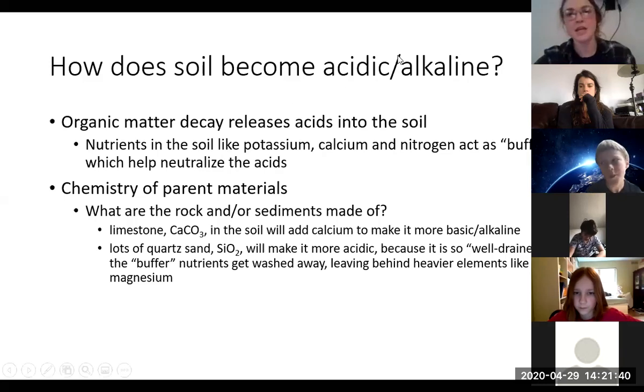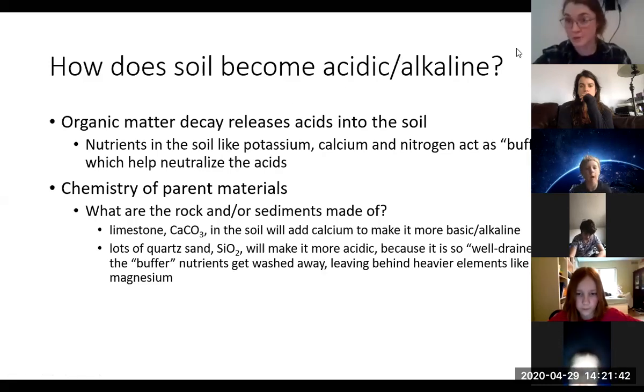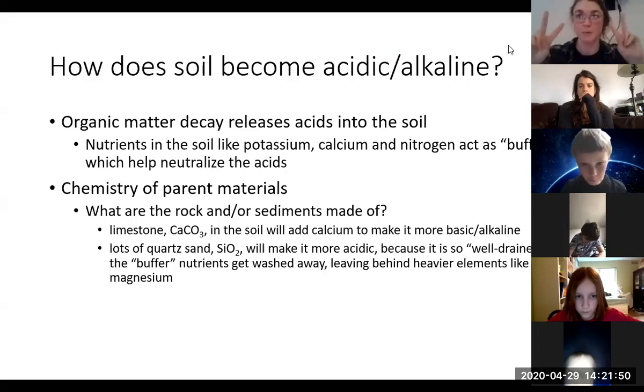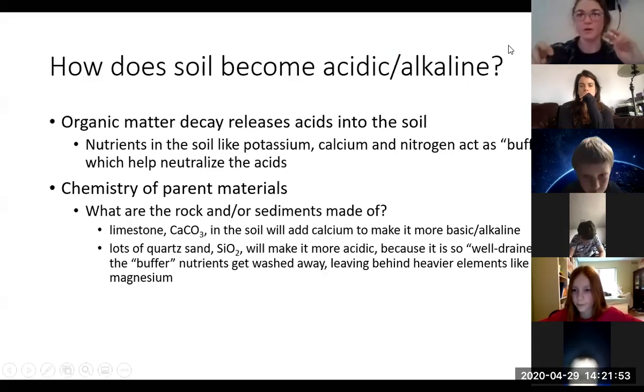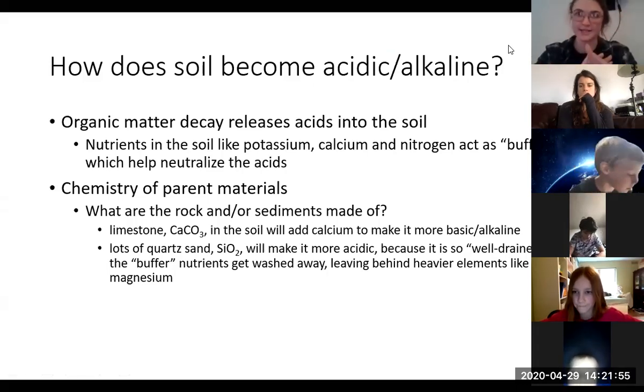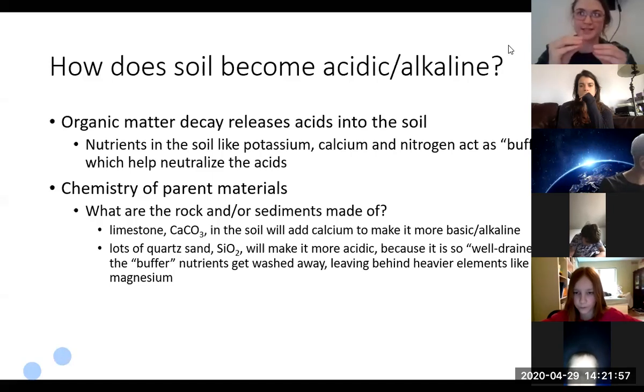And then depending on the chemistry of the soil, sometimes there are nutrients like potassium, calcium, and nitrogen that will act as what we call buffers, that will react with those acids and sort of neutralize it so that it doesn't become too acidic.